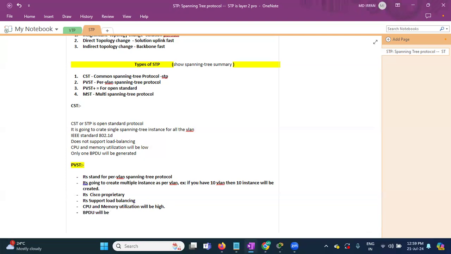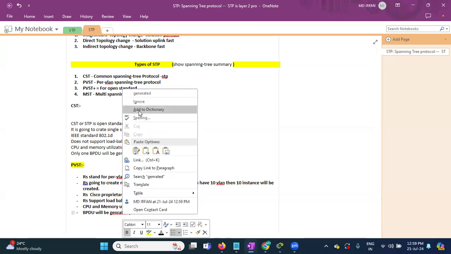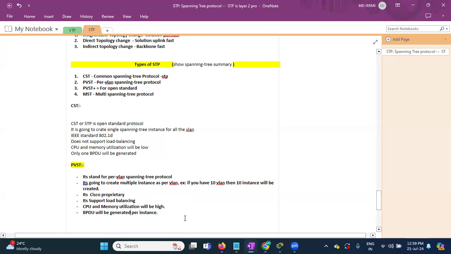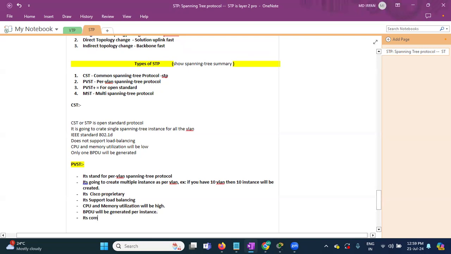BPDU will be generated per instance. And as it is proprietary, it's not compatible with CST. Clear? Three we have already discussed. This one is load balancing, and the other commands we will discuss, right? Clear.